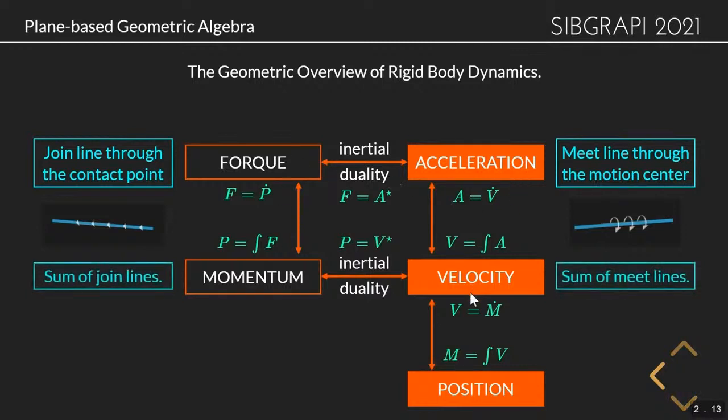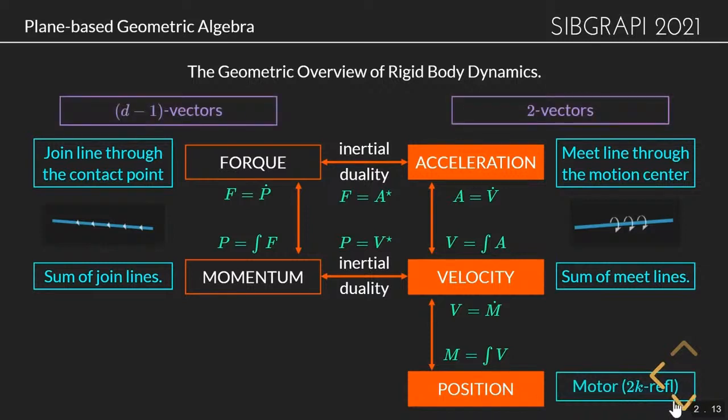When we integrate, for us as programmers, of course, that's just a sum of many small parts. So the momentum is going to be a sum of join lines, which isn't necessarily a line anymore, and the velocity is going to be a sum of meet lines. Then, of course, our position is going to be a motor, a 2K reflection, as we've seen before. This is completely dimension independent.